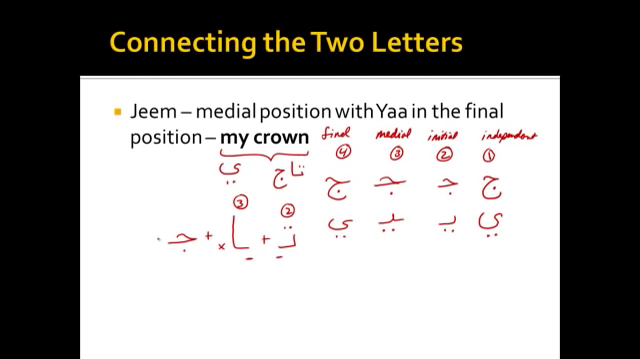Now the ya is going to come after it, and the ya connects to what comes before it. So that's why we have here the initial position which connects after it. And then we put the ya, and the ya here is in the final position because it completes our word, taji. And here we have our complete word, taji. And what does it mean? It means my crown. Great. Let's write this a few times together.